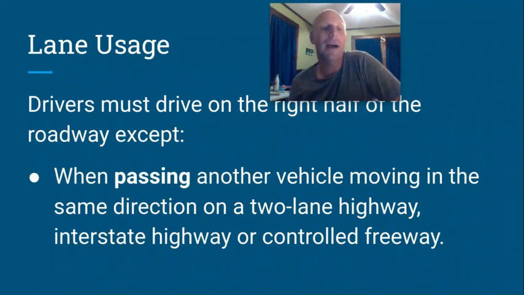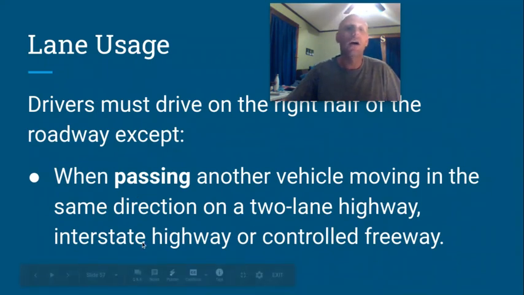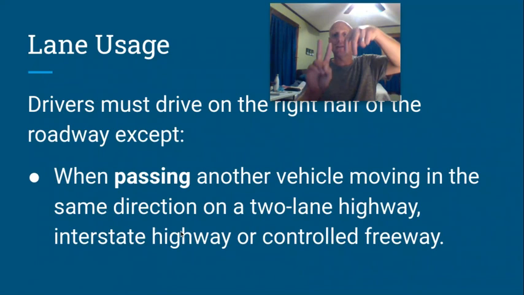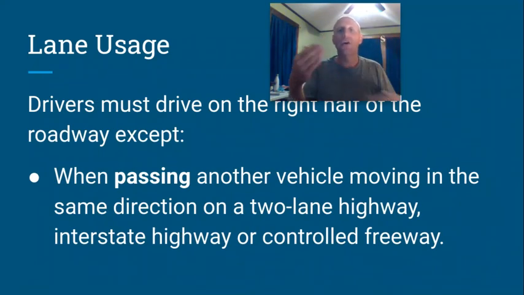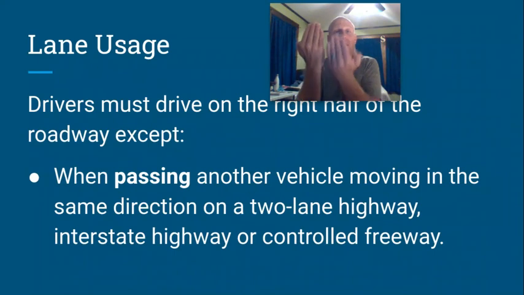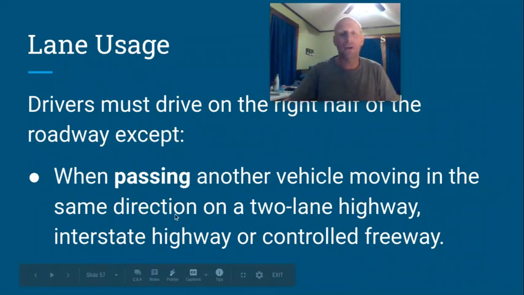You're also allowed to use the left half of the roadway when passing another vehicle moving in the same direction on a 2-lane highway, or an interstate highway, or a controlled freeway. So when you get on the interstate, you've got multiple lanes going in both directions. Just on your side of the road, you've got the right lane and the left lane. Normally you're supposed to be in the right lane, but you're allowed to use the left lane to pass another car.